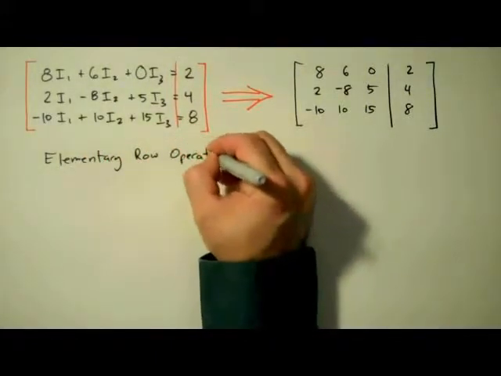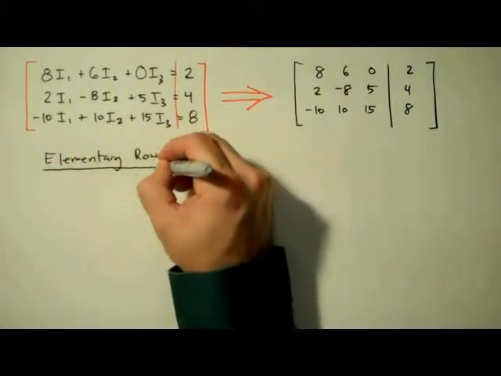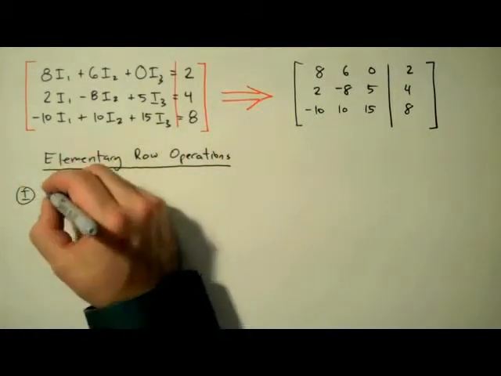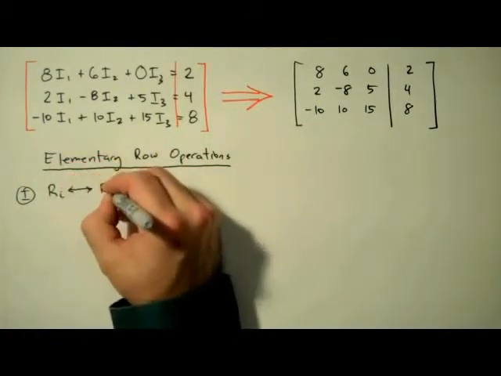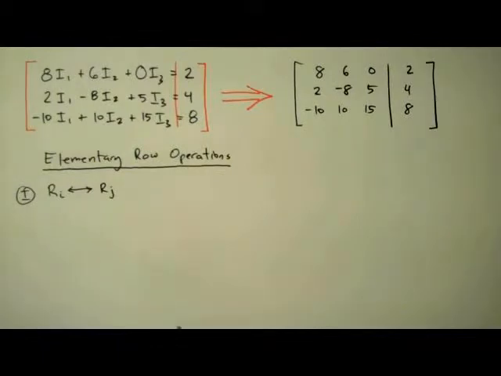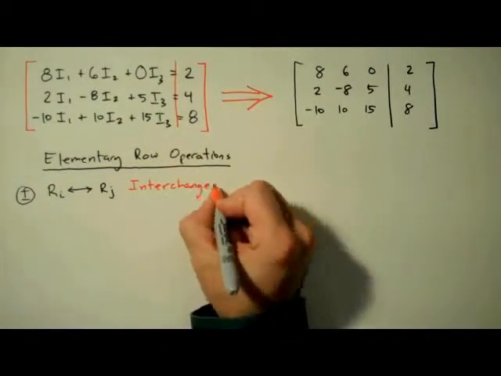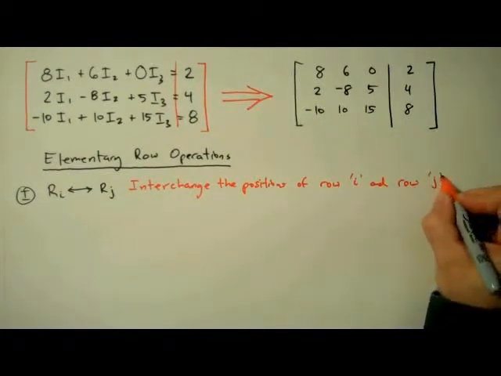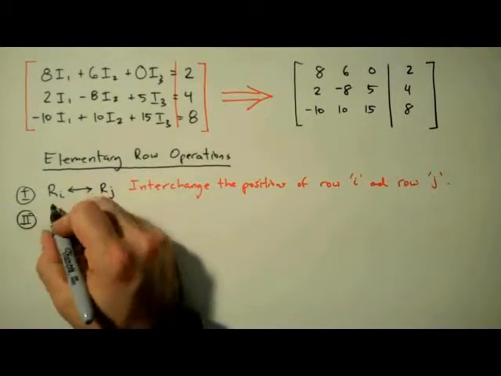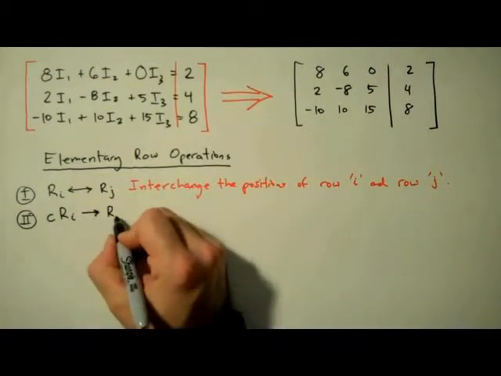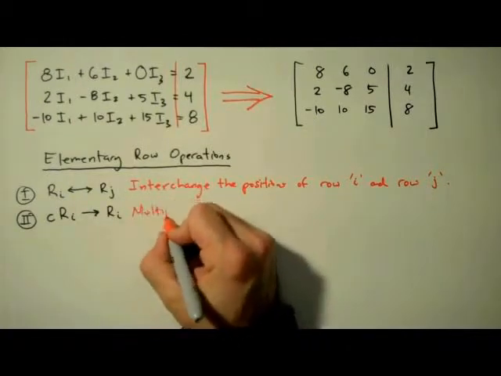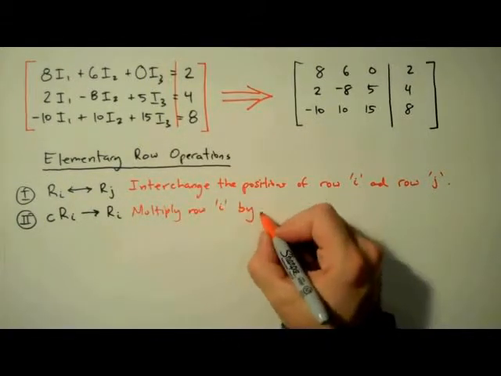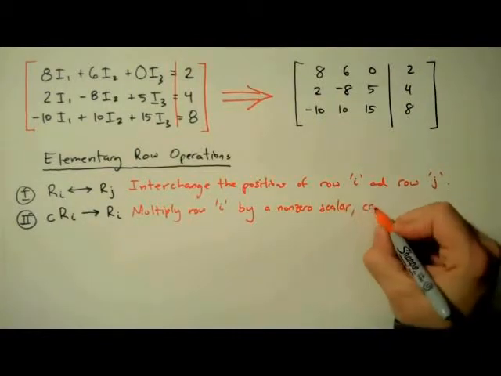They're called elementary row operations. Our first tool is called row switching, notated with a left-right arrow between two rows. For our purposes, we'll use generic rows i and j. This notation denotes that we interchange the positions of row i and row j. Simple enough. Next we have row multiplication, which is where we multiply row i by a non-zero scalar, creating a new row i. A little trickier.